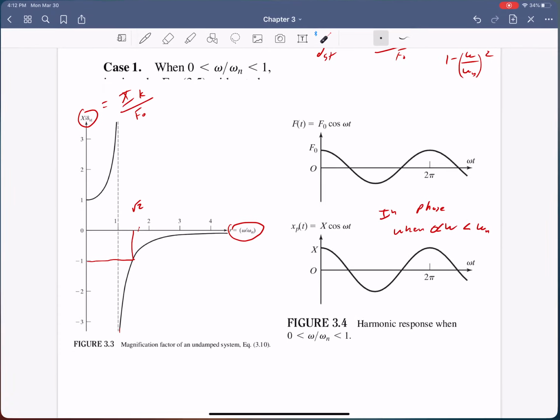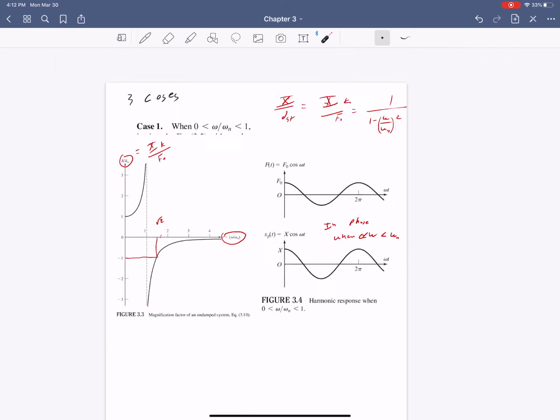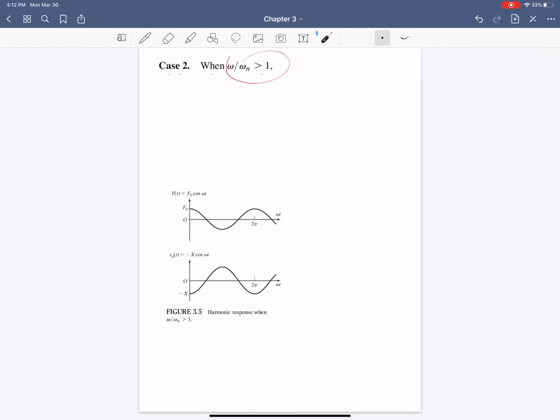Okay, so now we're going to start talking about the next few weeks. We're going to talk about design and designing our system, and what type of trade-offs we have to make to avoid this particular set of frequencies. Okay, that's case 1. That's case 2.